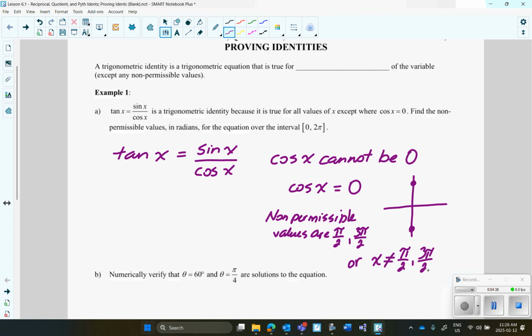So you might be given some expression. You know, it could be something like, you don't have to write this down, 1 over sine x, and asked, for what values of x is this undefined? And then that's how we would do it. We would set this equal to 0, find the answers, and those are our non-permissible values.